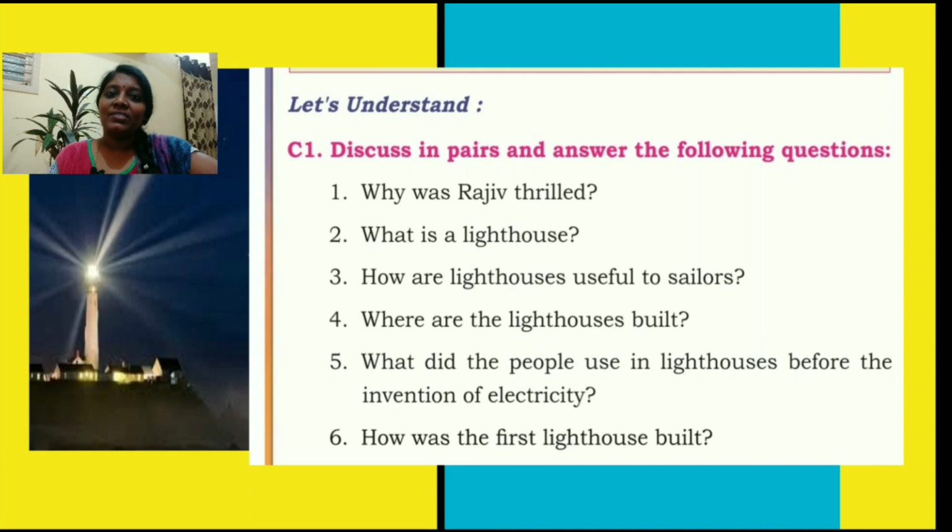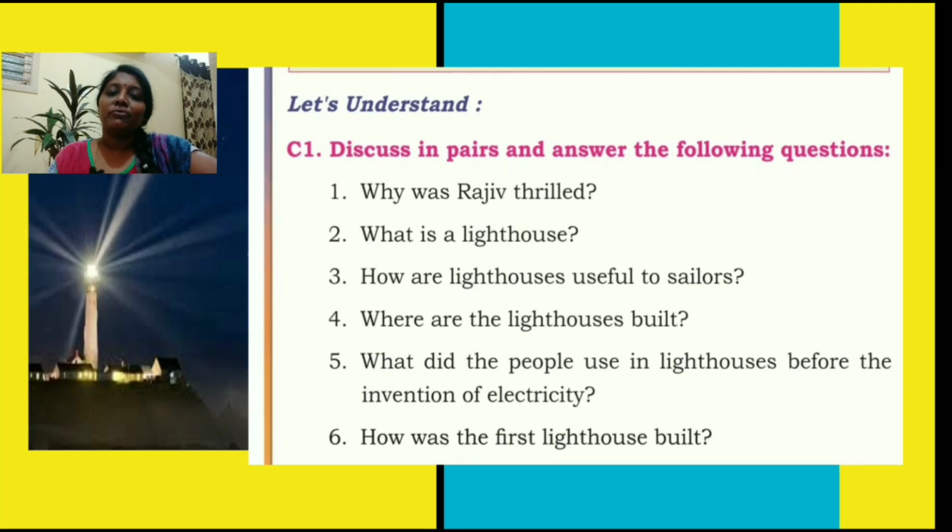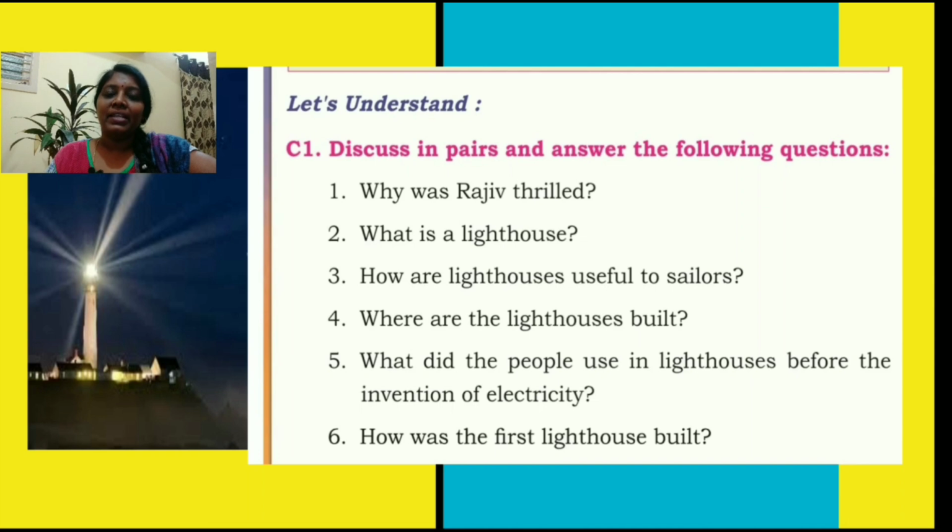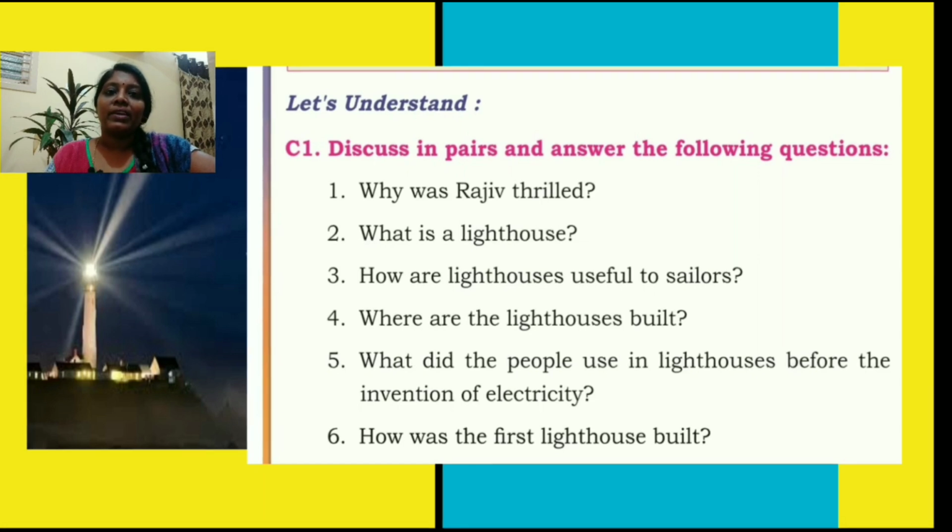Rajiv was thrilled because his father took him to visit the lighthouse. What is a lighthouse? Lighthouse is a tall, strong building in the shape of a tower with powerful electric lights at the top. How are lighthouses useful to sailors? Lighthouses warn and guide the sailors from dangers. Where are the lighthouses built? The lighthouses are built sometimes on the sea, sometimes on the seashore. What did the people use in lighthouses before the invention of electricity? Before the invention of electricity, the people used huge logs and lots of branches and candles to guide the sailors.